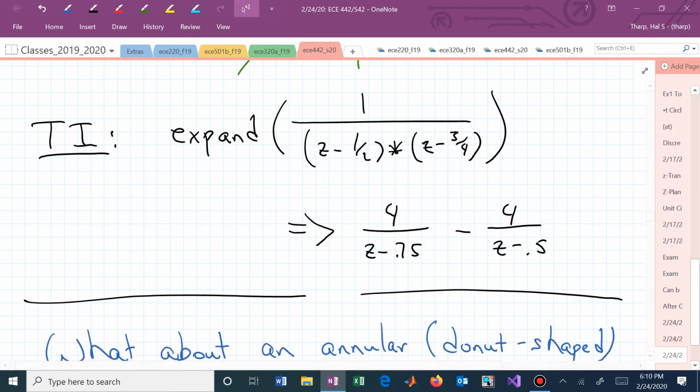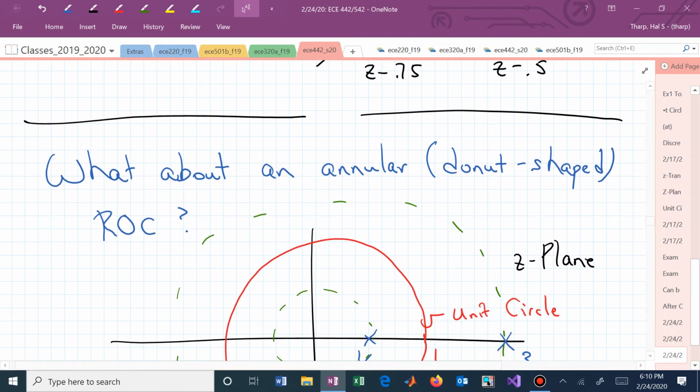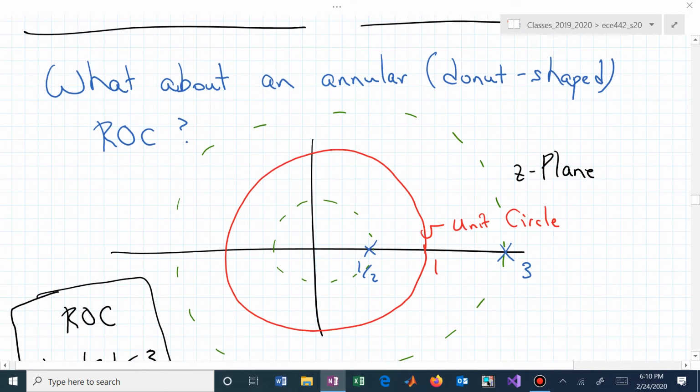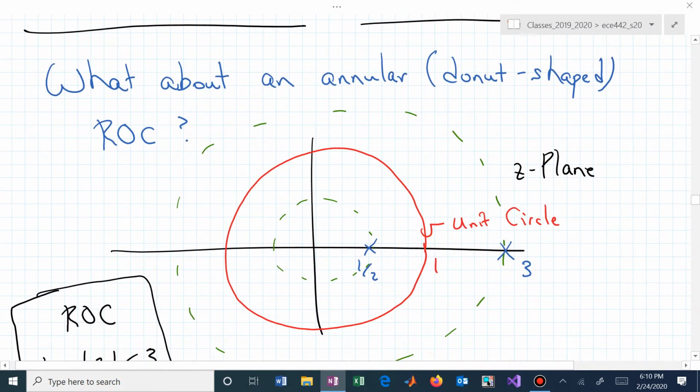Now that we've looked at one particular region of convergence, let's look at a different one. What if we looked at an annular region of convergence? And we only have 2 poles, so there's only one possible way to produce an annular region of convergence for these 2 poles.